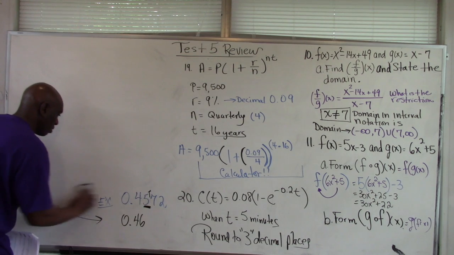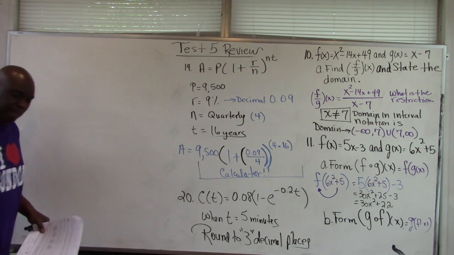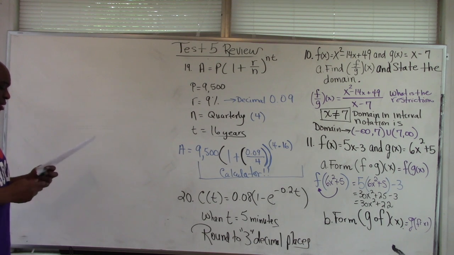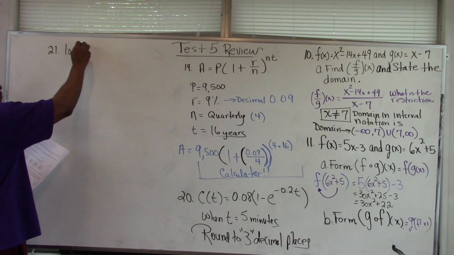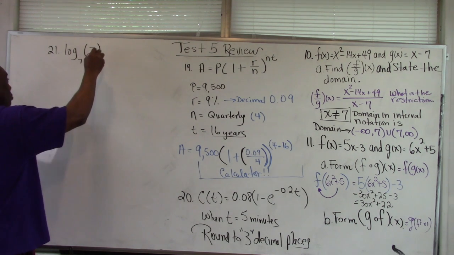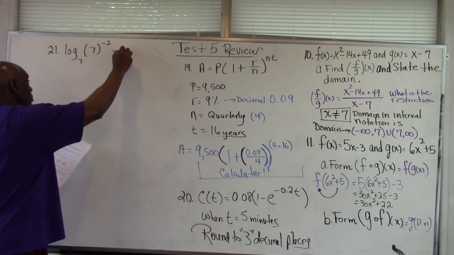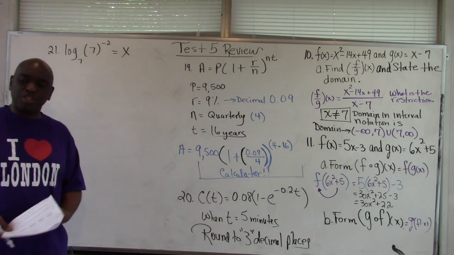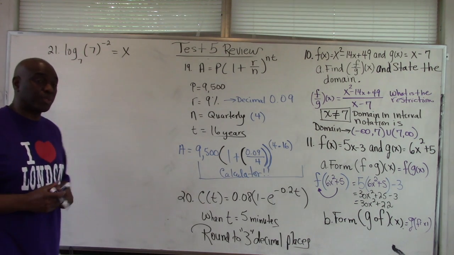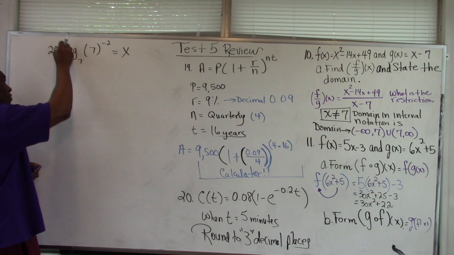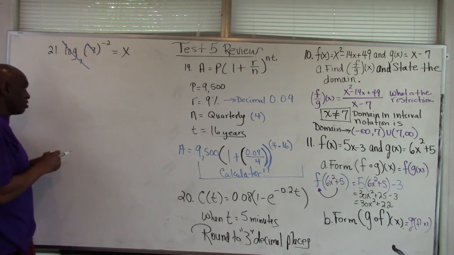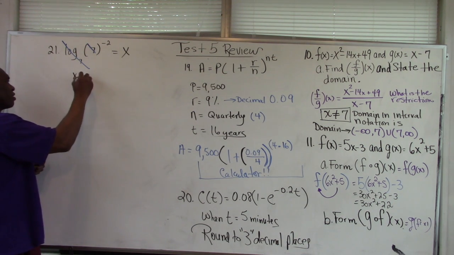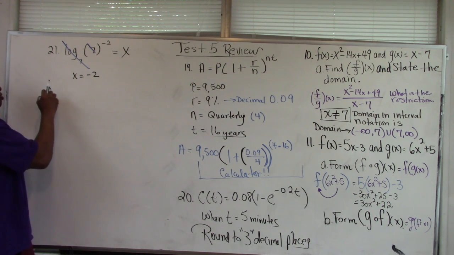Let's do some additional logs. Okay, which is, I'm going to call it number 21. See if you can do these. 21. What about the log base 7 of 7 to the negative 2 equals x? Alright, you already know what to do. Log base 7, the base of the log, and the base of the exponential base 7 cancels, and there's your answer. X equals negative 2.